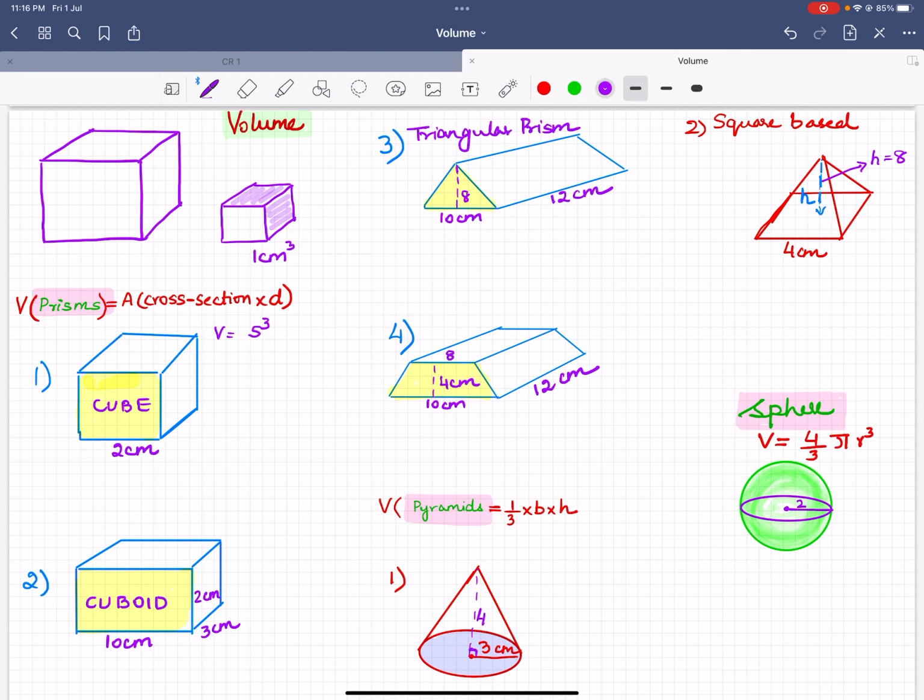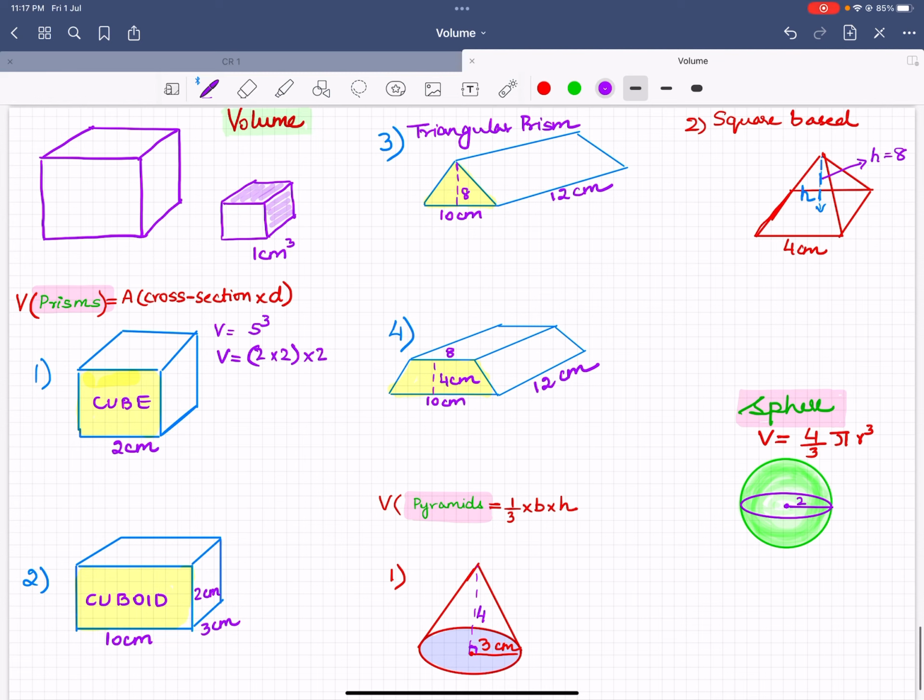The first question is the cube. We have a direct formula, volume is equal to side cube, or otherwise we can also say area of cross section into depth. In both cases we will get the same answer. So area of cross section is the area of the square in front, and that is going to be 2 times 2, and that should be multiplied by the depth. The depth is 2 centimeters because the shape is a cube, so all sides are equal. So the answer is volume is equal to 8 cubic centimeter.